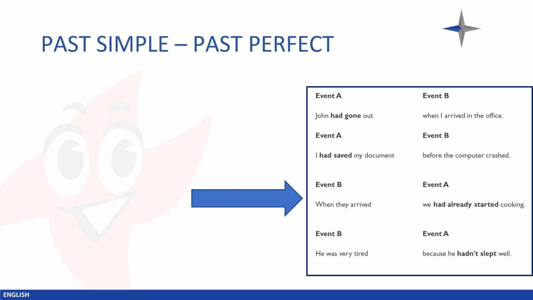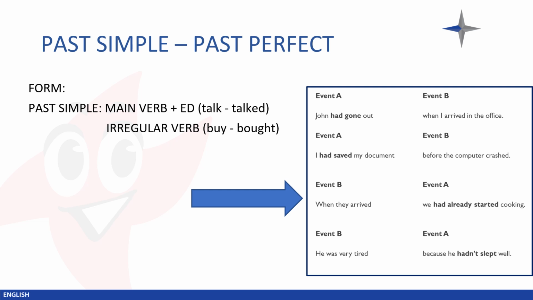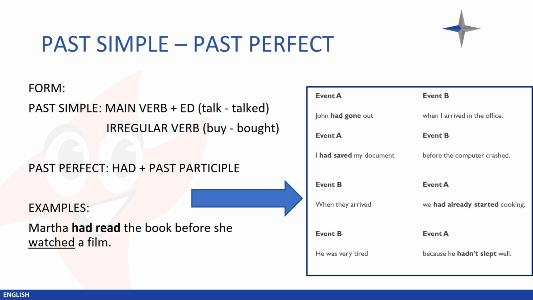There is a big difference between past simple and past perfect. Well, the form of the past simple is the main verb plus -ed, like talked, and irregular verb bought. Then you see that the past perfect is had plus past participle. So Marta had read the book before she watched the film. So when they arrived, we had already started cooking. So an action happens before another action. So the had read is the first action and then the watching of the movie. So the had read, that's the past perfect, that's the first event. And the next event, that's in the past simple tense.